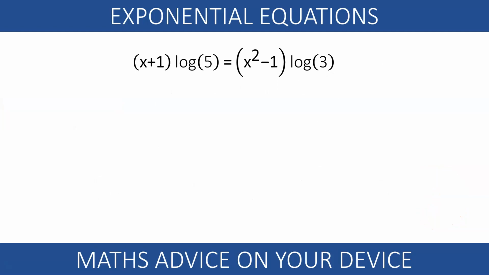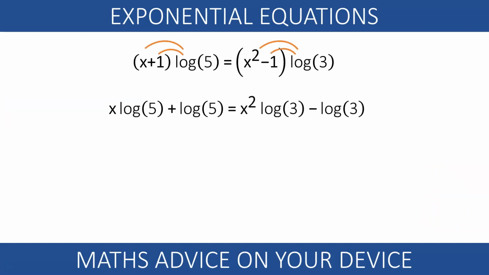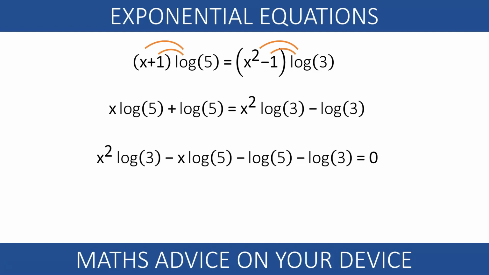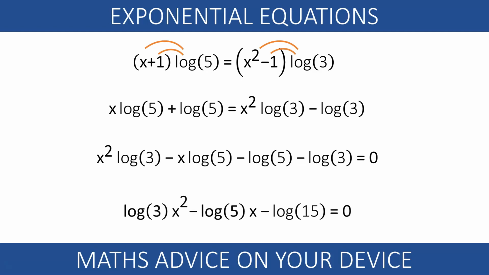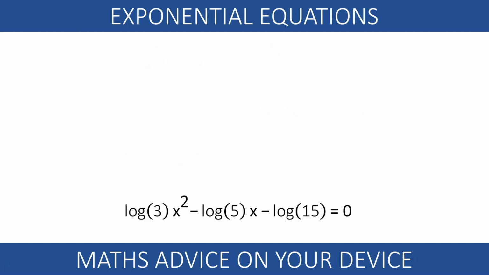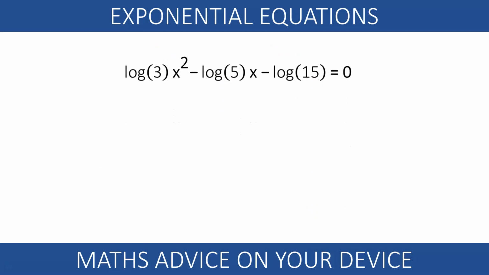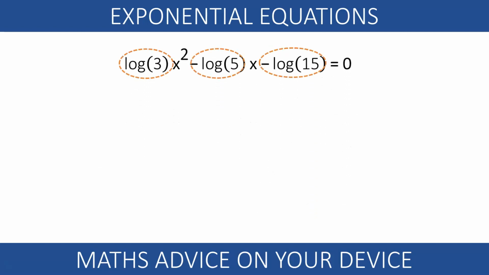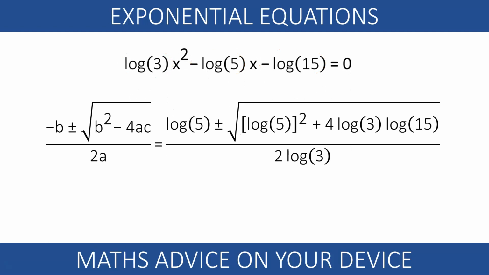Right, if we multiply out the brackets and collect like terms, we end up with a quadratic equation. a is the coefficient of x squared, b is the coefficient of x, and c is the constant term. Replacing a with log 3, b with minus log 5, and c with minus log 15 into the quadratic formula, we end up with minus 1 and 2.47.